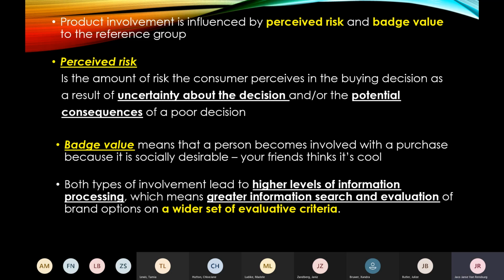So both types of involvement lead to higher levels of information processing. If we perceive it to be a risky decision because we stand to lose a lot, we are going to be seeking more information from as wide a range of sources as possible. If we feel that it's going to impact on our social standing or social status, we will also be gathering a wider range of information from a wider range of sources.